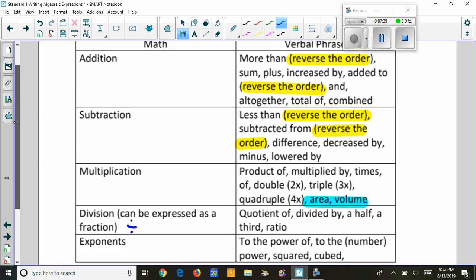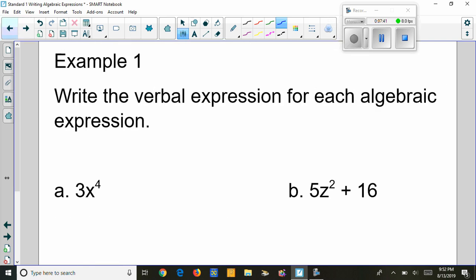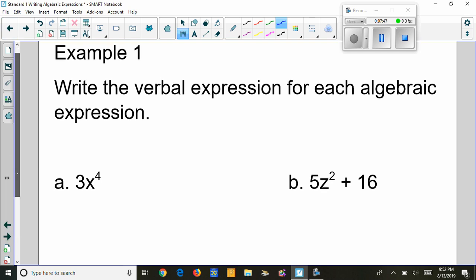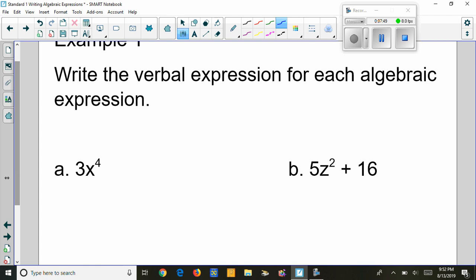Now we're going to go and put this to use. Our first examples are going to be to write the verbal expression for each algebraic expression. So let's take a look at what's happening here. I want to take a look at our first example. It's got a 3. It's got an x next to it. That x has an exponent. I want to review that whenever a number is set next to a letter like this, that is multiplication.